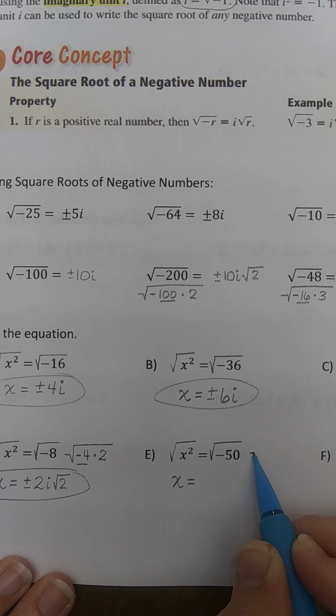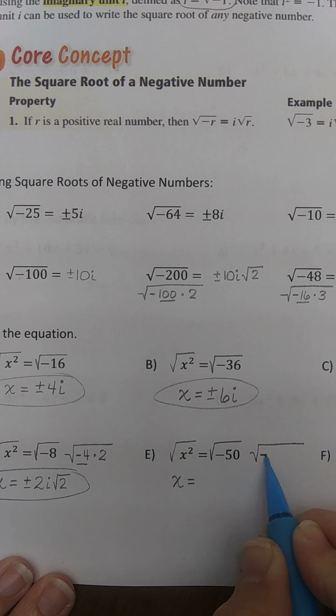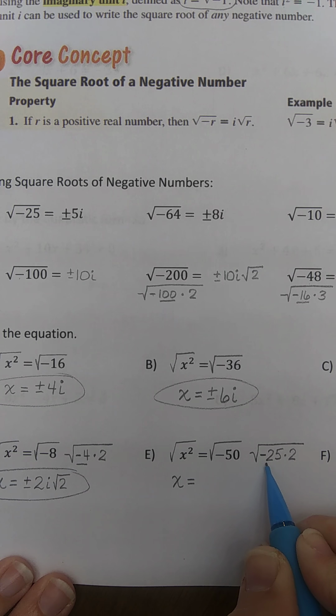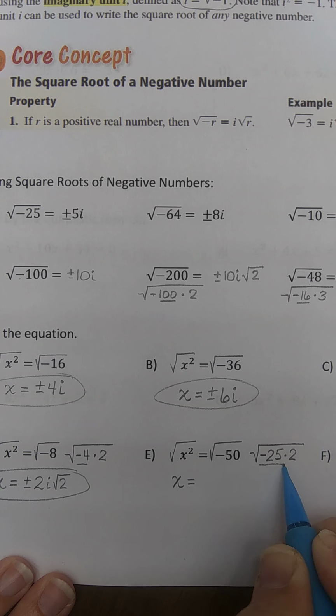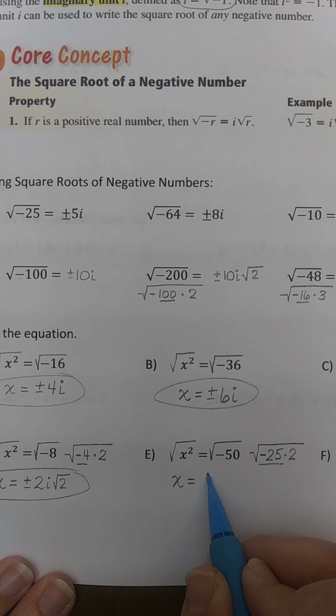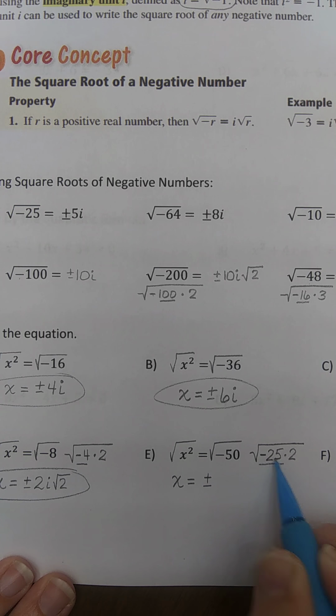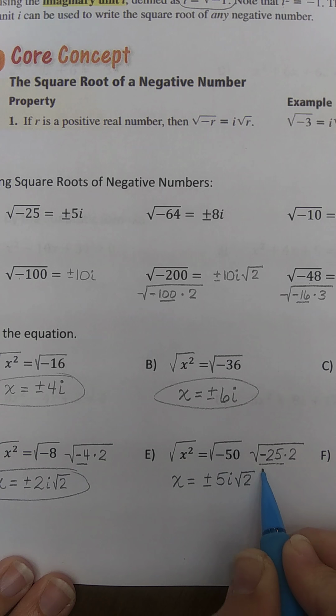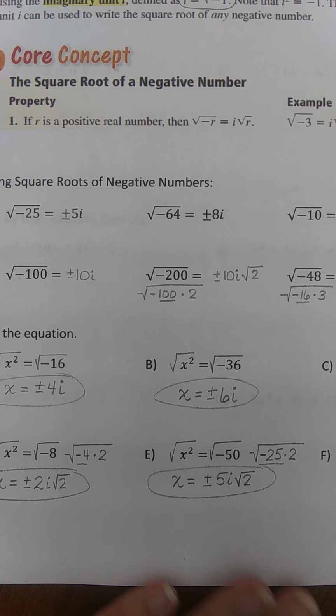50 is not a perfect square, so we need to break it down. The highest perfect square that goes into 50 is 25, times 2. Remember to make your perfect square the negative. The square root of negative 25 will be plus or minus 5i because it's negative. And keep our 2 that's trapped under the radical. There we have our two solutions.